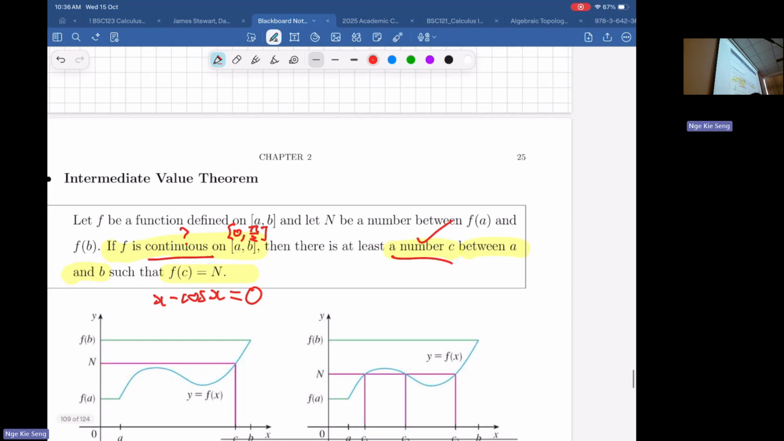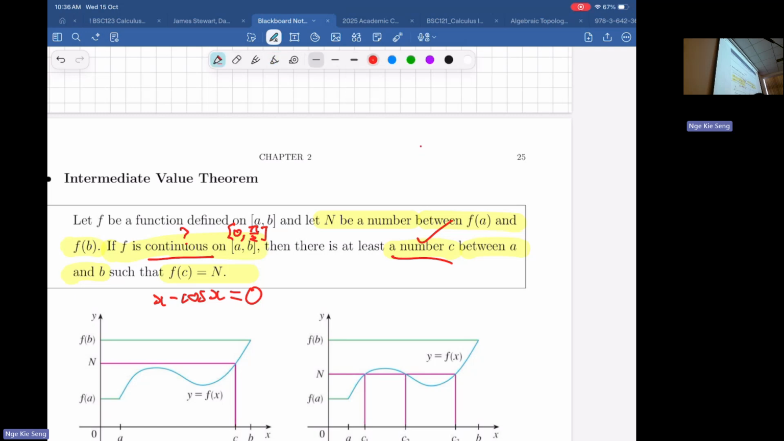I think there's one more thing to check, because of this n's property. We cannot simply check for all n. This n has to be a number in between f(a) and f(b). Let's check this. This one is easier to check.